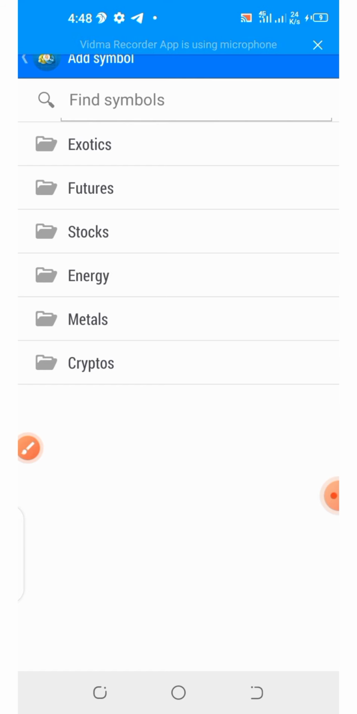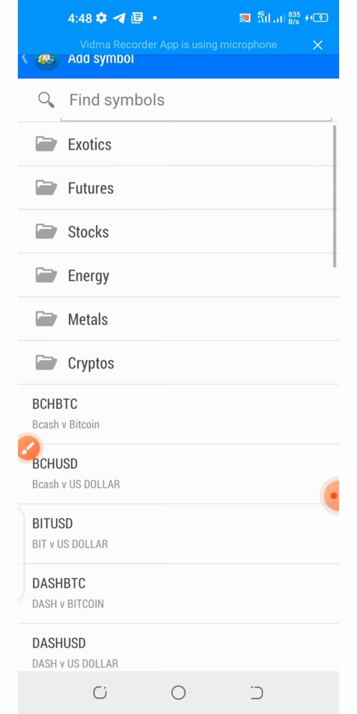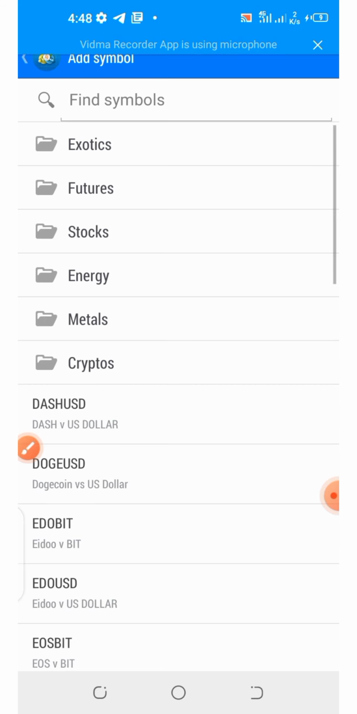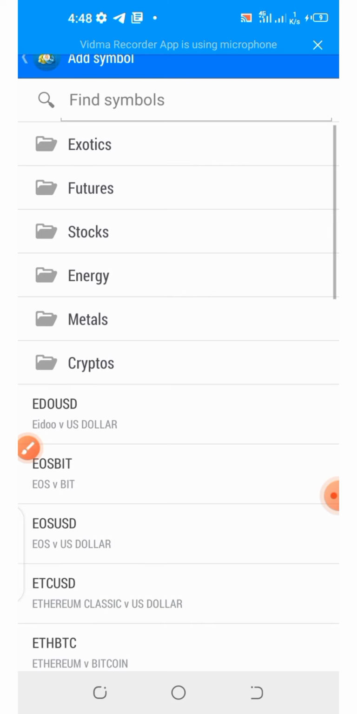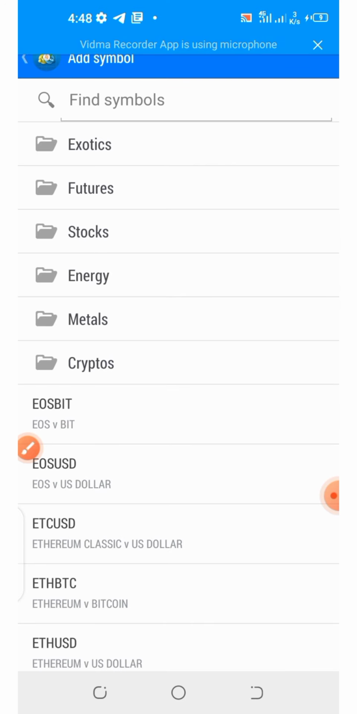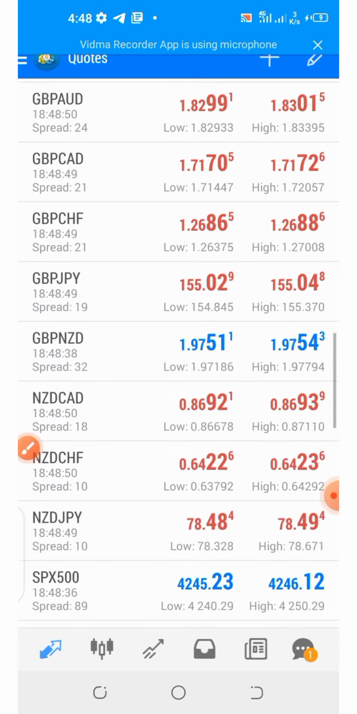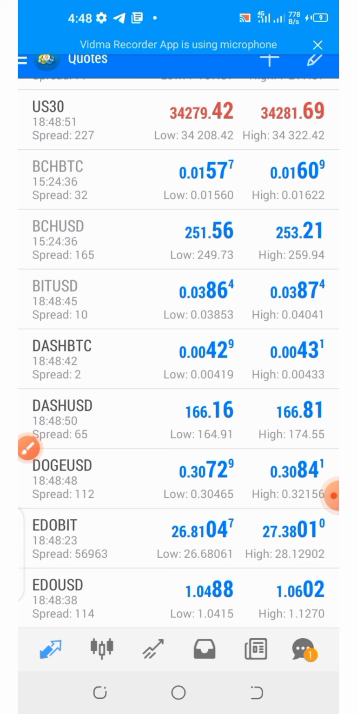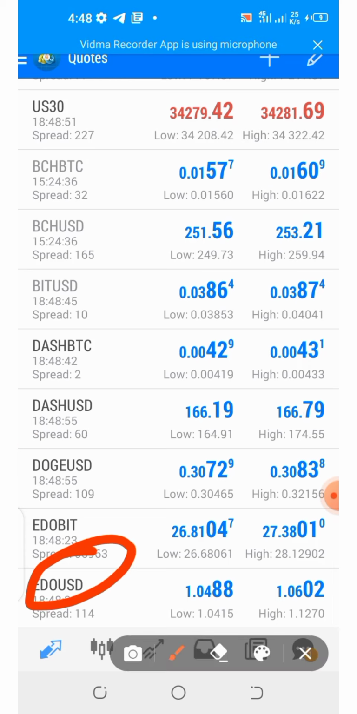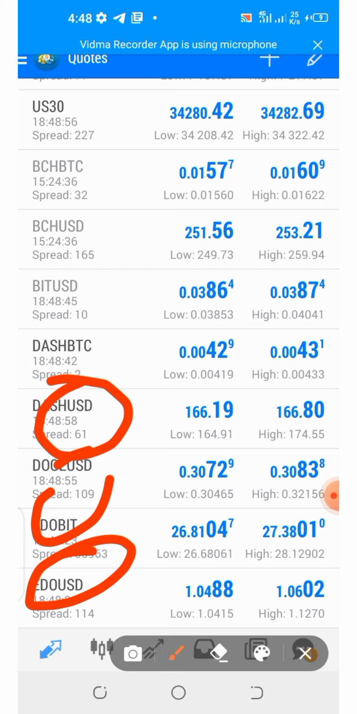Now, if you say, okay, I want to add this pair, I want to add crypto, click on crypto. These are the pairs. If you want to add, you just simply click on them. You click on the pairs, they disappear and they are added. When the pairs are added, you just click back, then you scroll down. When you scroll down, you see these are the different pairs that have been added.